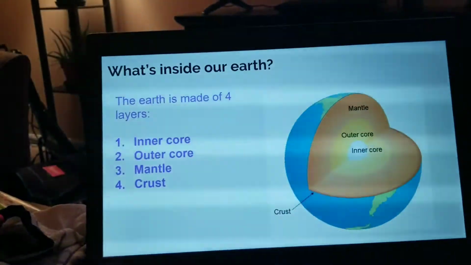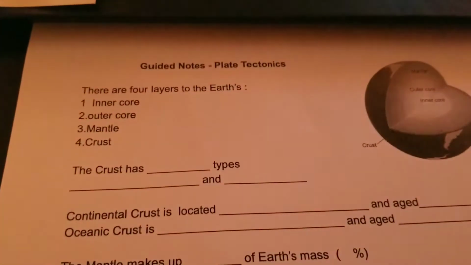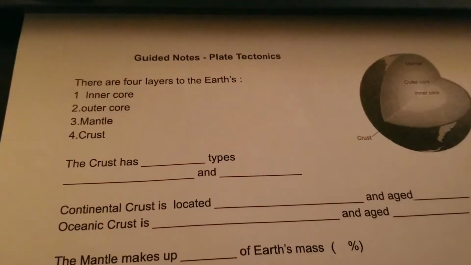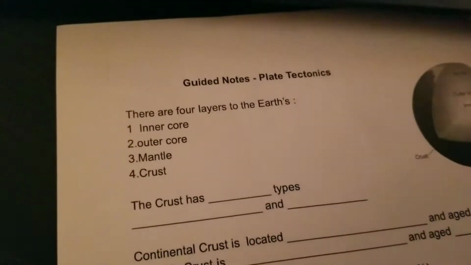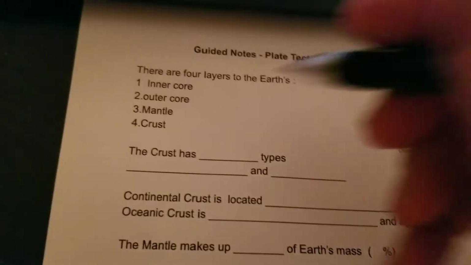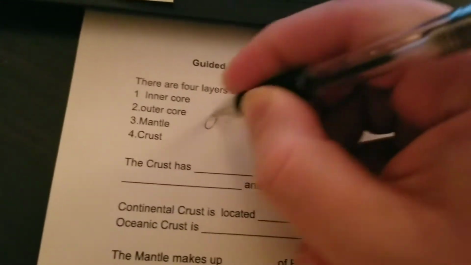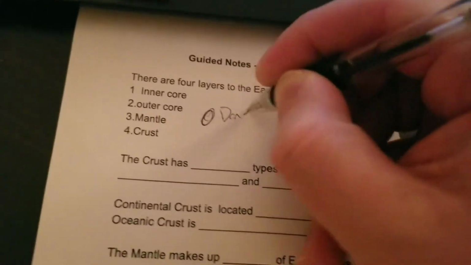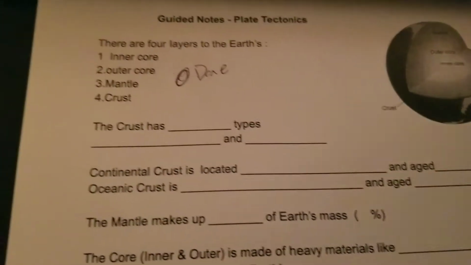So what's inside our Earth? The Earth is made up of 4 layers: inner core, outer core, mantle, and crust. Those are on here. There are 4 layers to the Earth, and it's inner core, outer core, mantle, and crust. So you've got these answers right here. It's done. Pen doesn't want to work. The part's done. You don't need to write the word done. It just is done.